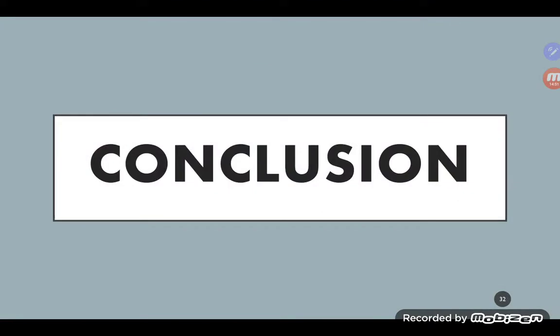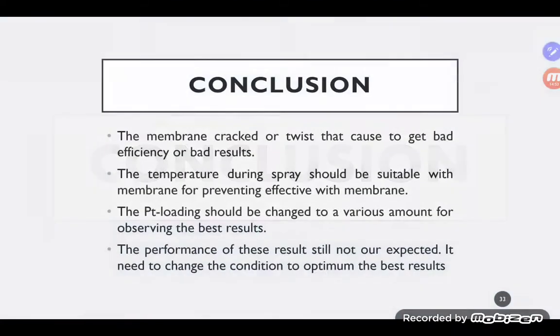So in the part of the conclusions, the membrane crack or twist causes bad efficiency or bad results. So you must be careful when we spray the platinum onto the catalyst. And the temperature during spraying should be suitable for the membrane to prevent effects such that it will be cracked or twisted or it will be pumping. And the Pt loading should be changed to various amounts for observing the best results.